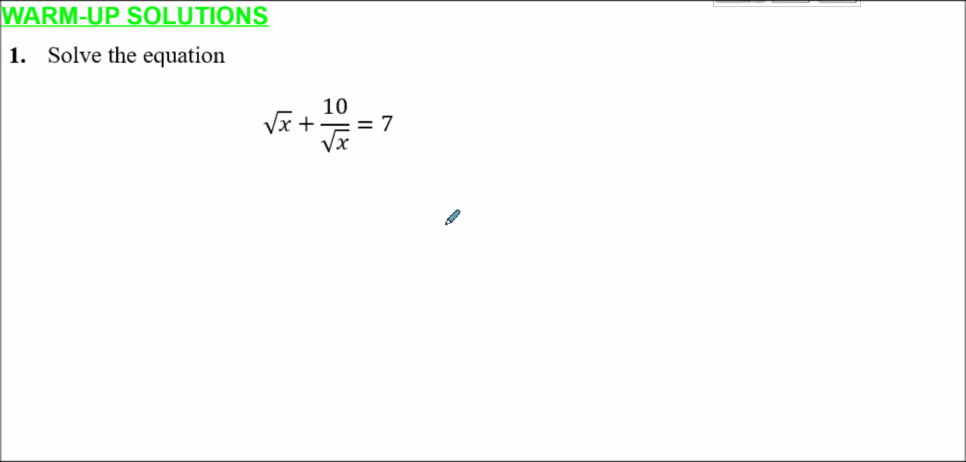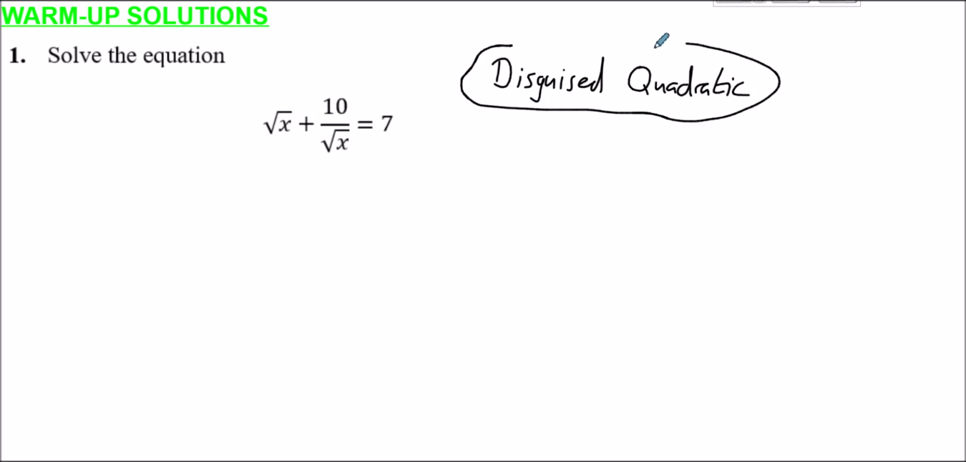Question 1. Solve the equation root x plus 10 over root x equals 7. This is not particularly obvious to see what to do with. What you need to do here is to think that this might be what I've called in the past a disguised quadratic. So it can be manipulated into a quadratic equation, but you just wouldn't think it looking at it now. So we need to make a substitution.